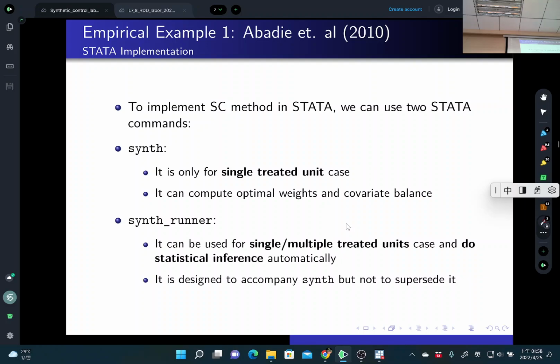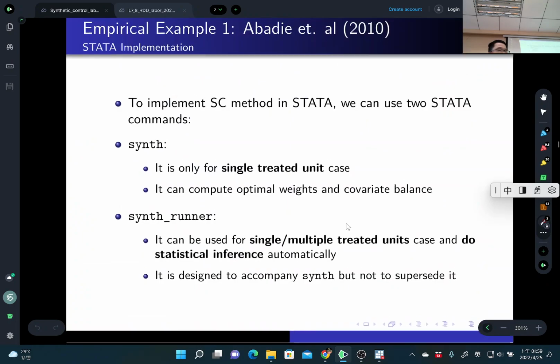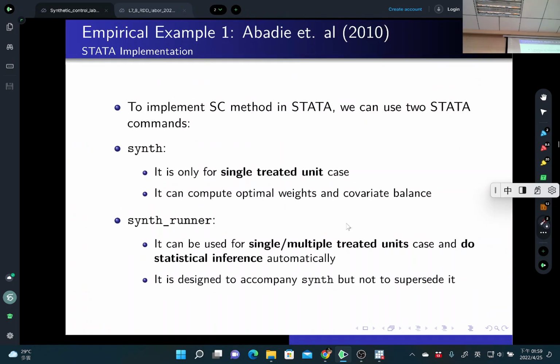But the goal of synth_runner is that it can help you do hypothesis testing. That is, you need to use synth_runner to calculate a p-value. Synth_runner basically runs this synth package a lot of times. It is based on this package, running synthetic control estimation for each non-treated unit, which can help you calculate the p-value. So this is for hypothesis testing, and potentially it can also extend to the multiple treated unit case. So these two kind of help each other.